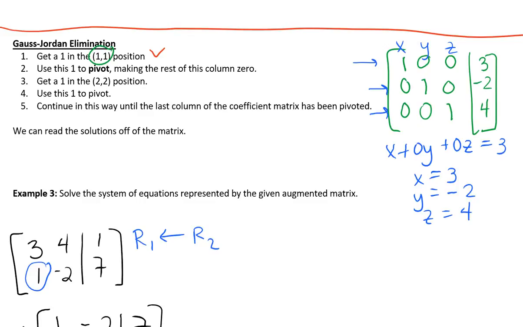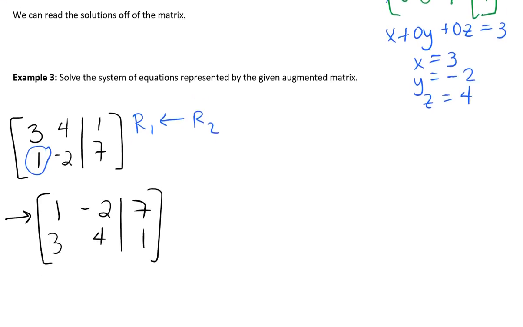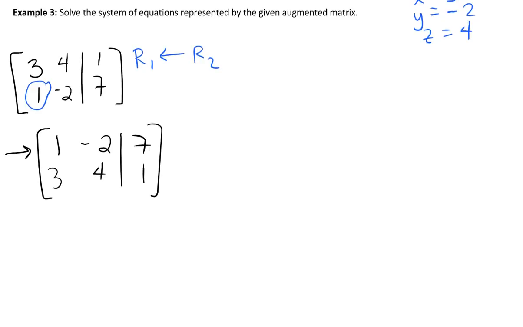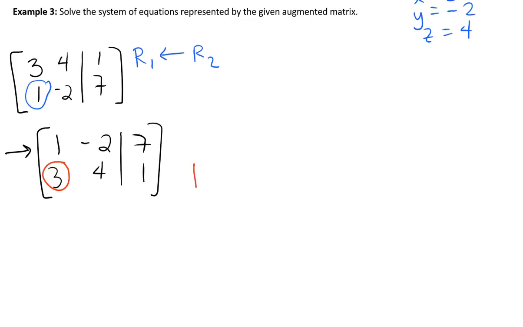Now I'm going to use that 1 to pivot, making the rest of that column 0. So that means that my 1 is okay, but I need to make this 3 into a 0. Well, in order to make that 3 a 0, I would need to add to it a -3. Or you can think of that as subtracting 3. And so that's exactly what I'm going to do. But I can only do that by using row 1. So the first thing I have to ask myself is, what can I multiply by row 1 so that when I add it to row 2, it's going to make that 3 a 0.